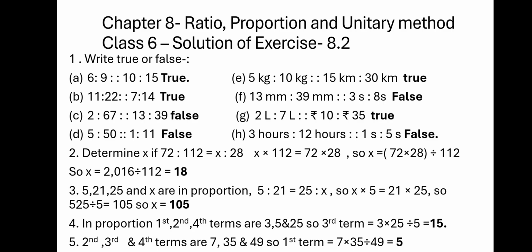Fifth question. The second, third and fourth terms are 7, 35 and 49. So when you have to find the first term, you have to multiply the third and the second, that is 7 into 35 and divide by 49, which is equal to 5.